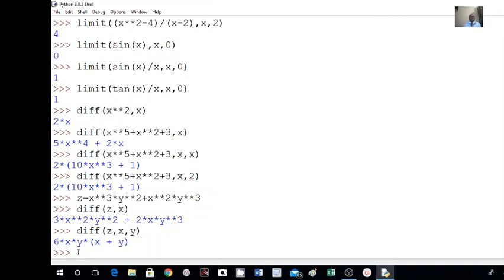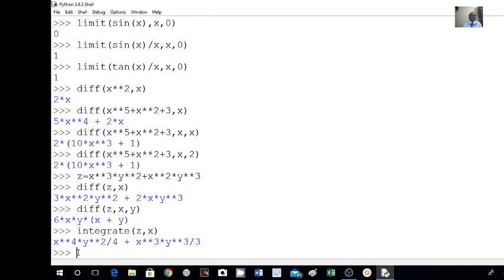This is the differentiation command. Now the integration command is similar. Integrate z comma x, enter. Is this the integration? I think yes. Integration of z with respect to x. My z is here.